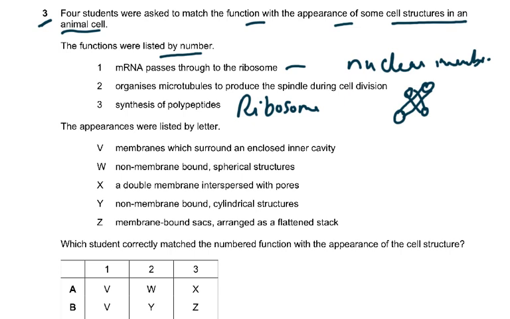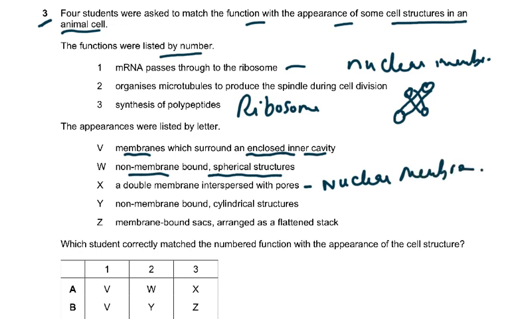The appearances were listed by letter. V, membrane which surrounds an enclosed inner cavity. V, membranes which surround an enclosed inner cavity. Non-membrane bound spherical structures. Now that would be the ribosome, because ribosomes are not membrane bound organelles. A double membrane interspersed with pores. Double membrane has to be the nuclear membrane, the nuclear envelope or the nuclear membrane. It's a double membrane. Non-membrane bound cylindrical structures would be the centrioles. Membrane bound sacs arranged as flattened stack. That's the Golgi body. That's how we describe them. That's the English that we use.